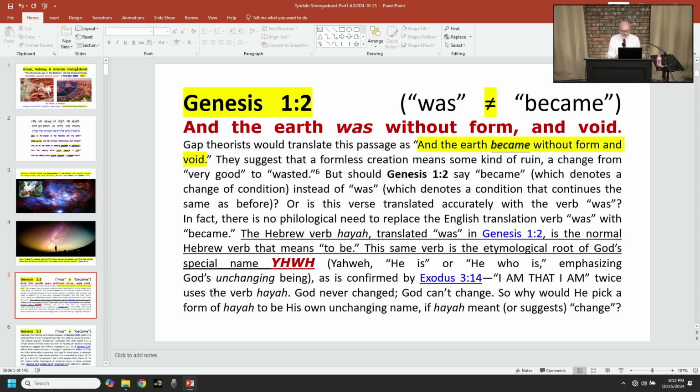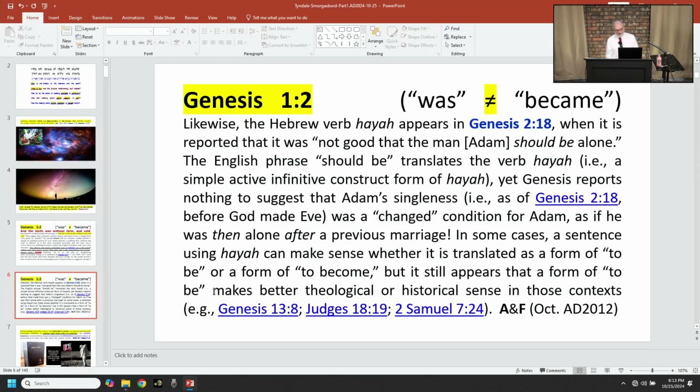And another example to indicate that is Genesis 2:18, where God told Moses to write down that it was not good that the man, that is Adam, should be alone. Well, if one were to say that hayah means to become, that is to change in some way from what you used to be, then that verse would have the meaning that it became not good that Adam should be alone.